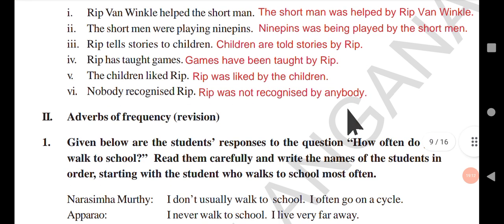Next one. The children liked Rip. The children is the subject. Liked is the verb. Rip is the object. This is just like the first sentence here. So Rip will become the subject here. This is in the past, so you will get was or were plus V3. So was is already there, because Rip is singular. So was liked, liked is V3, by whom? By the children. So the children liked Rip. Rip was liked by the children.